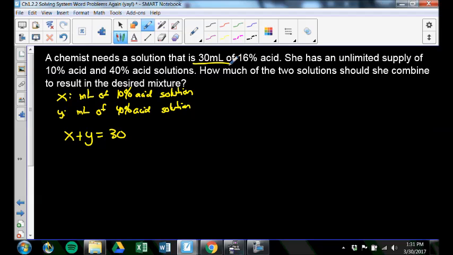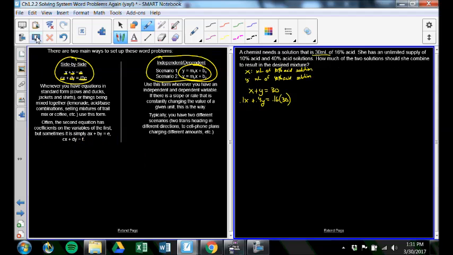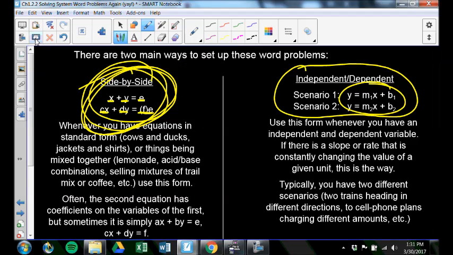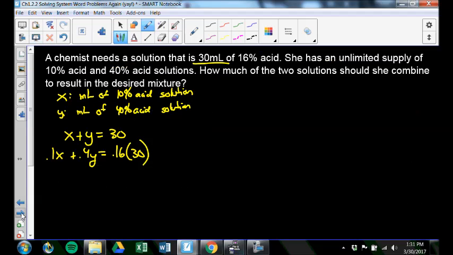We also know that we have 10% acid, and we have 40% acid, and altogether we want 16% acid. And so this problem is setting up in this form over here, which I just made really small, and I'll go back to regular. Very often people forget to do 0.16 times 30. This is the most commonly missed part of this problem. It's 10% of this, and 40% of this, and 16% of this.